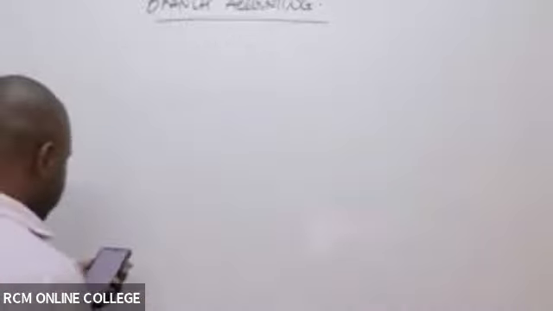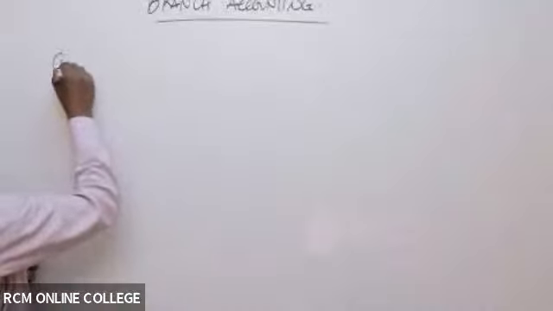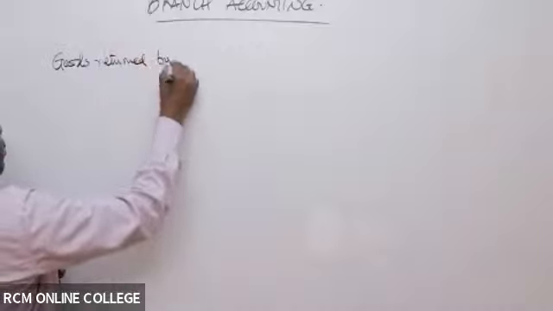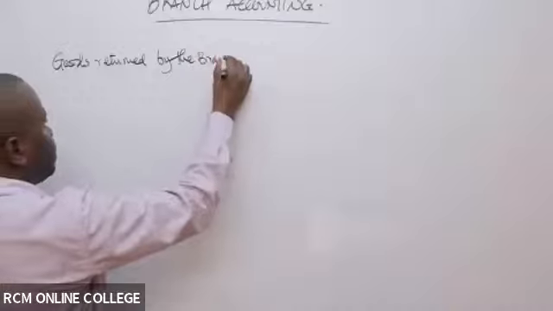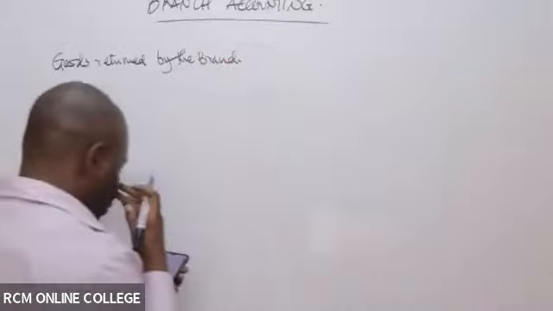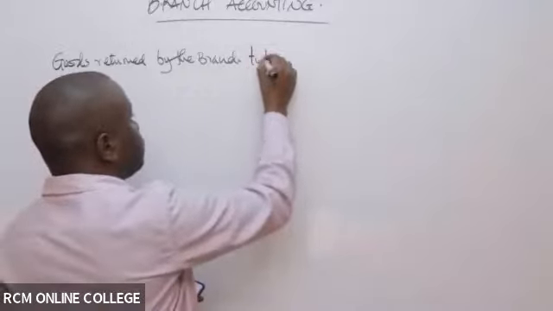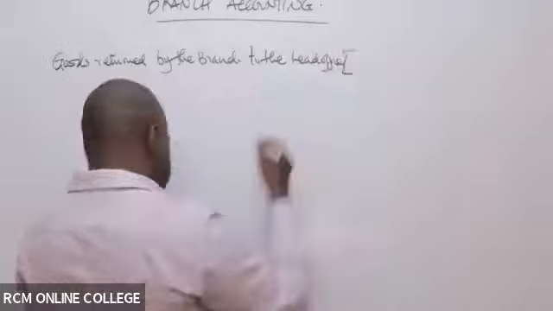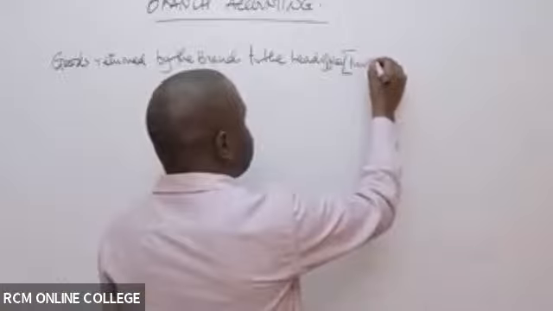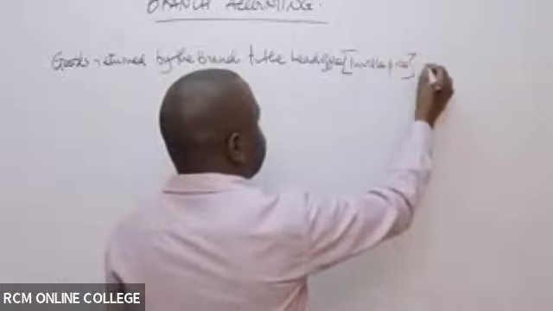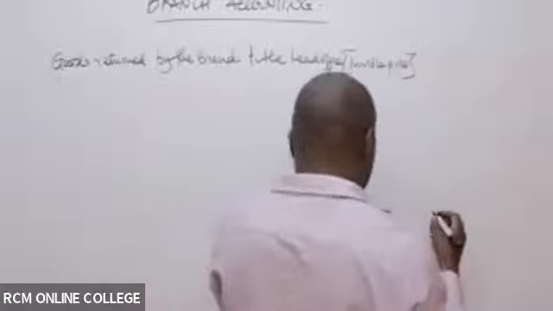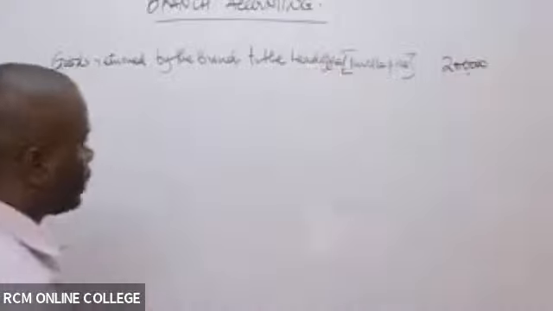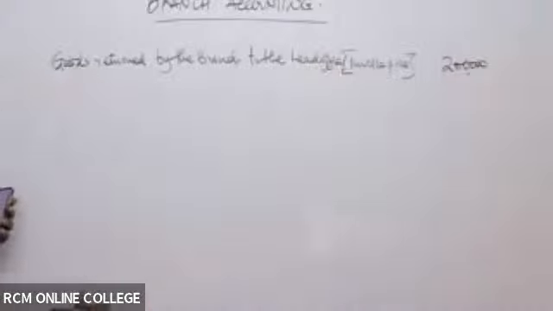So the other transactions in this regard: goods returned by the branch to the head office. This was actually at invoice price. So the amount for this one is 200,000. So the branch in Nakuru returned some goods to the head office, 200,000, but of course there were some goods also sent from the head office to that branch in Nakuru.